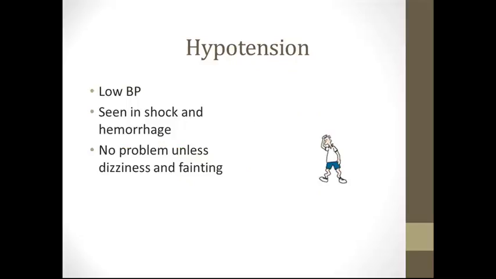Hypotension is a low blood pressure, typically seen in patients with shock or hemorrhage. If this is not the case, some patients do have just a naturally low blood pressure, and oftentimes it is not a problem unless there is dizziness or fainting or syncope.